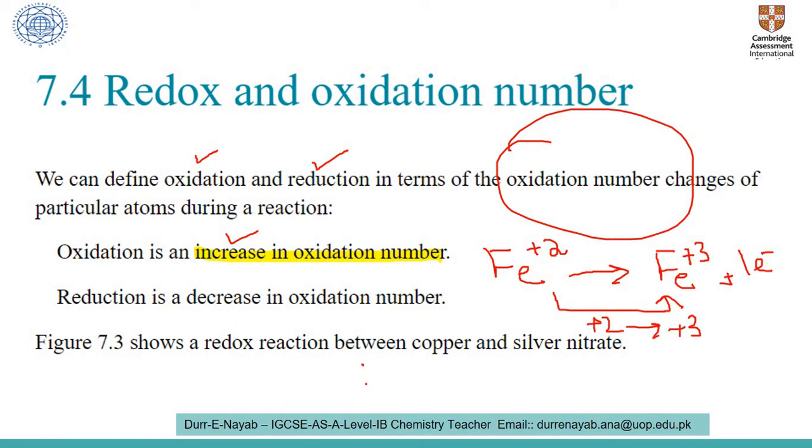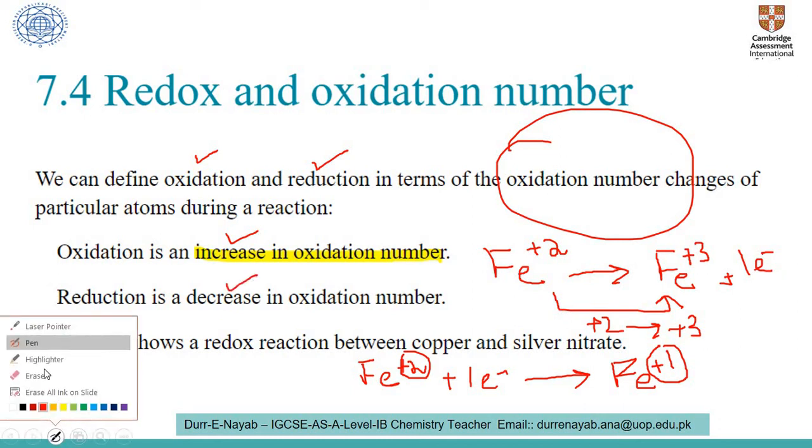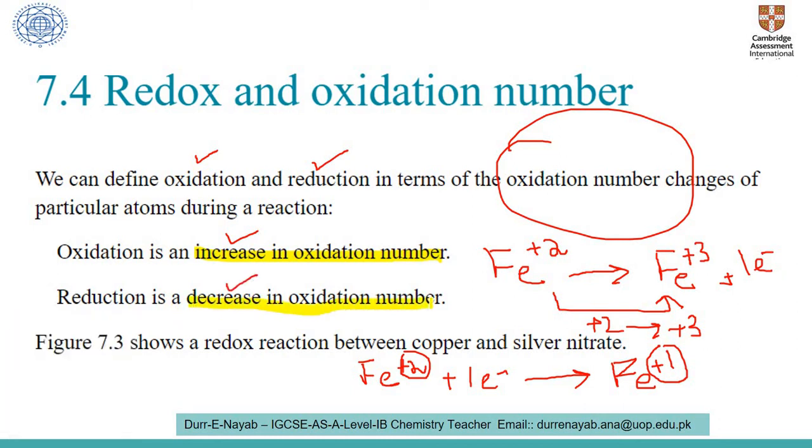If we give an example, let's suppose we have an iron in a +2 state. But it gains one electron. You have to write gain over here. When it gained that electron, iron is now no more in a +2 state, but now it is in a +1 state. So reduction is a decrease in oxidation number. From +2 it decreases to +1. So reduction is a decrease in the oxidation number. You have to memorize these definitions.